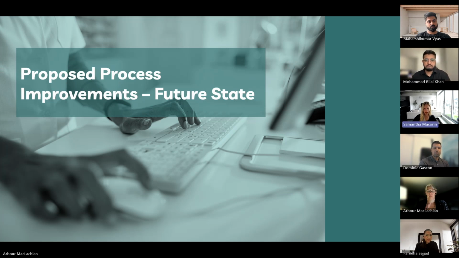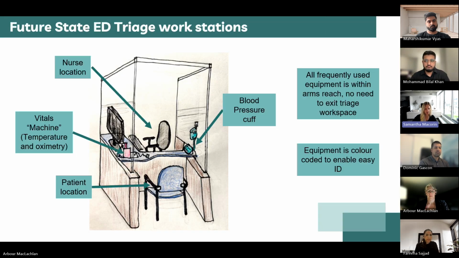So let's have a look at the image of our future state in our triage workstation. We can move over to the next slide. As you can see by the image, the layout now places all vital equipment, which includes blood pressure cuff and temperature equipment, within arm's reach of the triage chair. And the nurse and patients are seated in front of one another. And the equipment is also color-coded to enable faster identification.